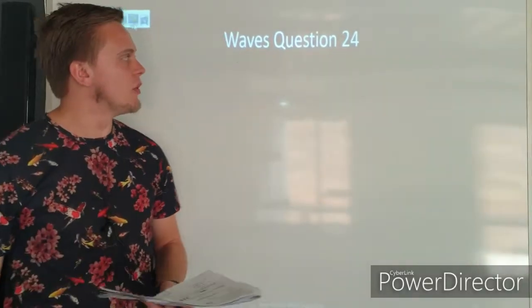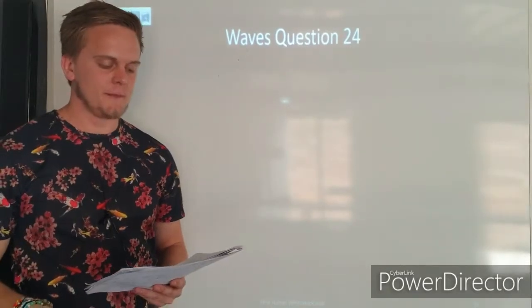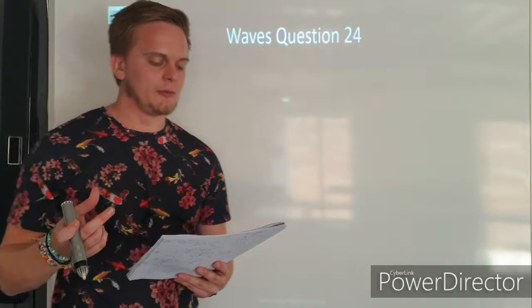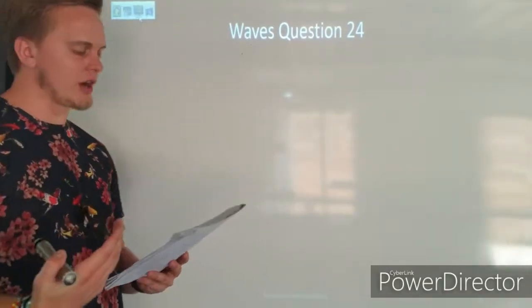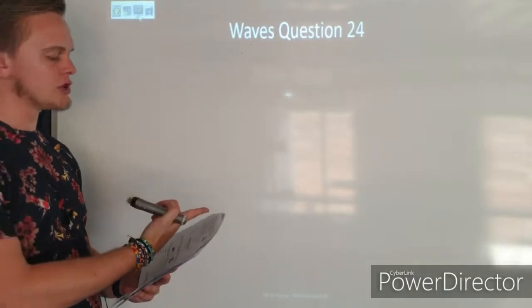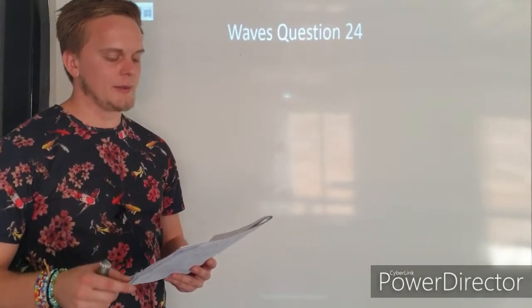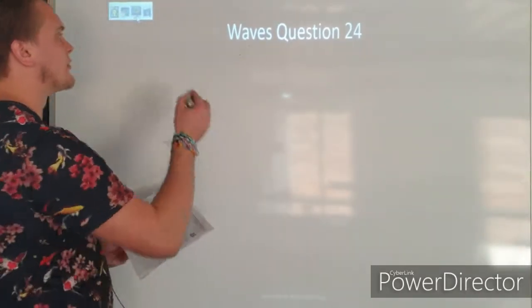Here with number 24, we have the diffraction pattern of blue light, and they want to know how to increase the diffraction. So we want to have more diffraction. Which one of options 1, 2, 3, and 4 will be our correct changes that we need to make when we want to increase our diffraction?